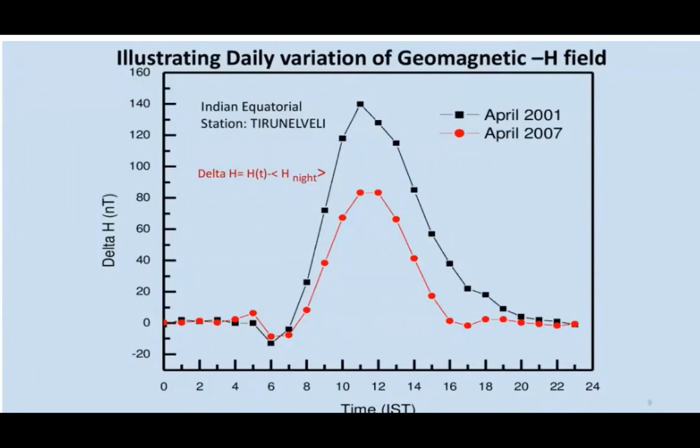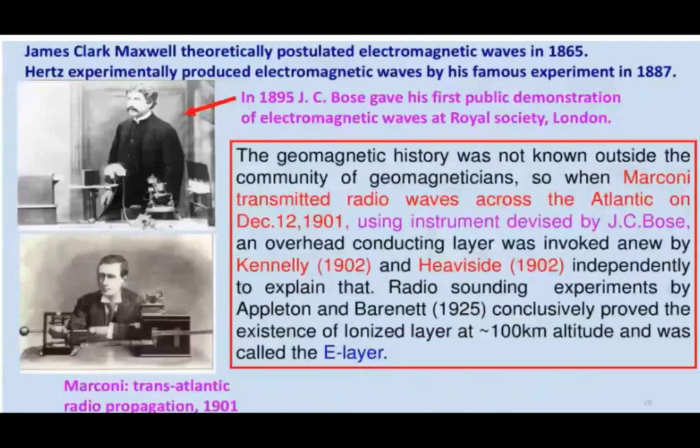We see a clear difference between solar maximum and solar minimum in the variation of the graph. And we see here that around 11 to 12 noon, the magnetic field attains a maximum value. So this clearly shows that there is a very strong solar control on the variation of the magnetic field, and this solar control is through the production of the ionosphere and the ionized layers and the currents flowing through them.